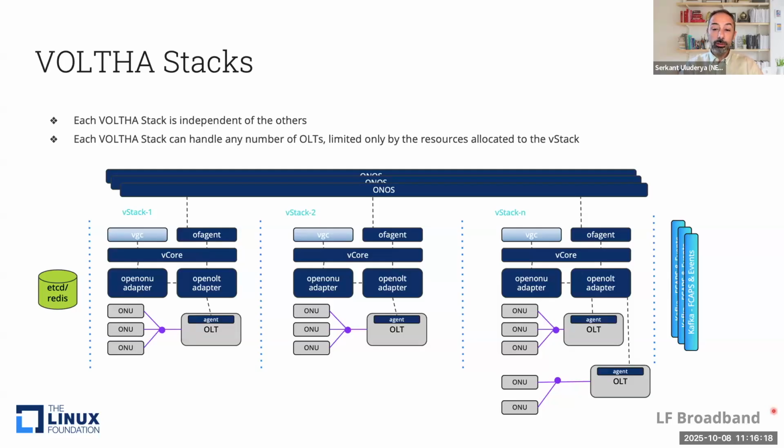But each of these VOLTHA stacks still has some commonality in terms of the infrastructure. For example, you can use the common Kafka for FCAPS and events.